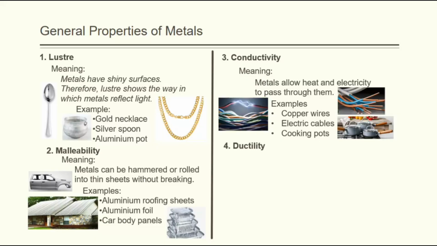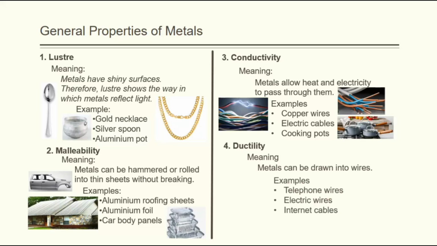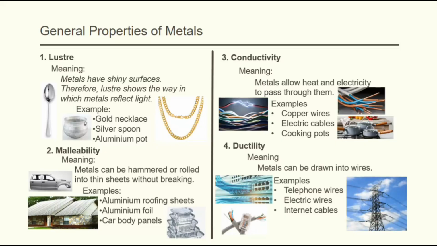Ductility. Ductility means that metals can be drawn into wires. Examples: you can use metals to make telephone wires, electric wires, as well as internet cables.